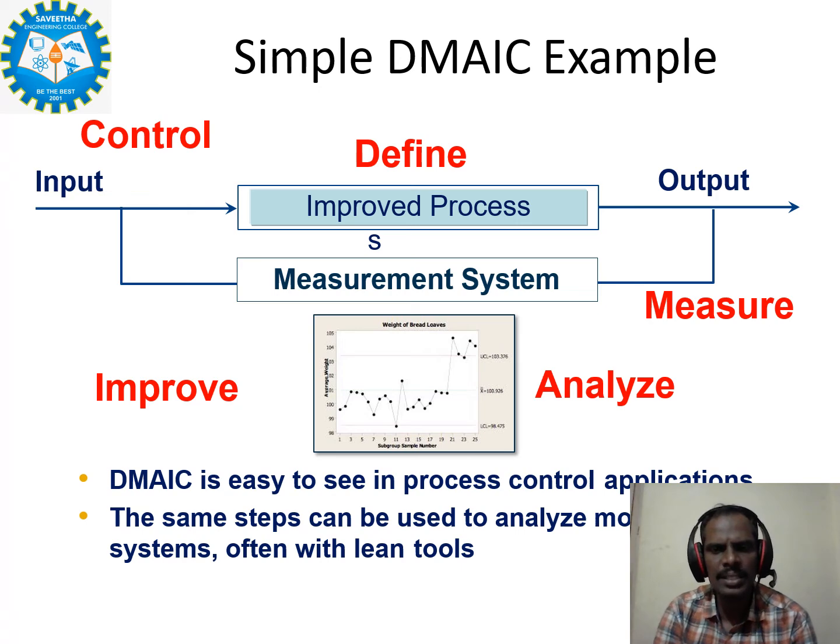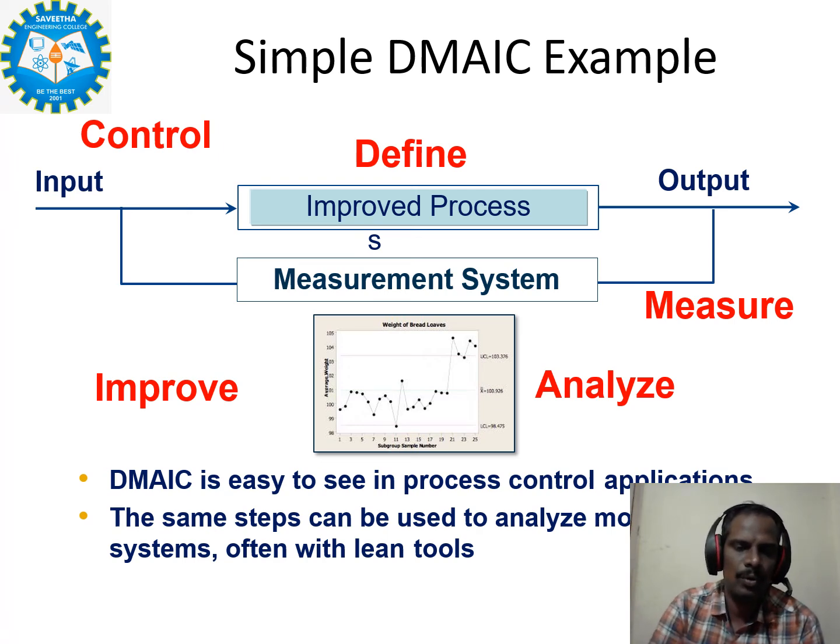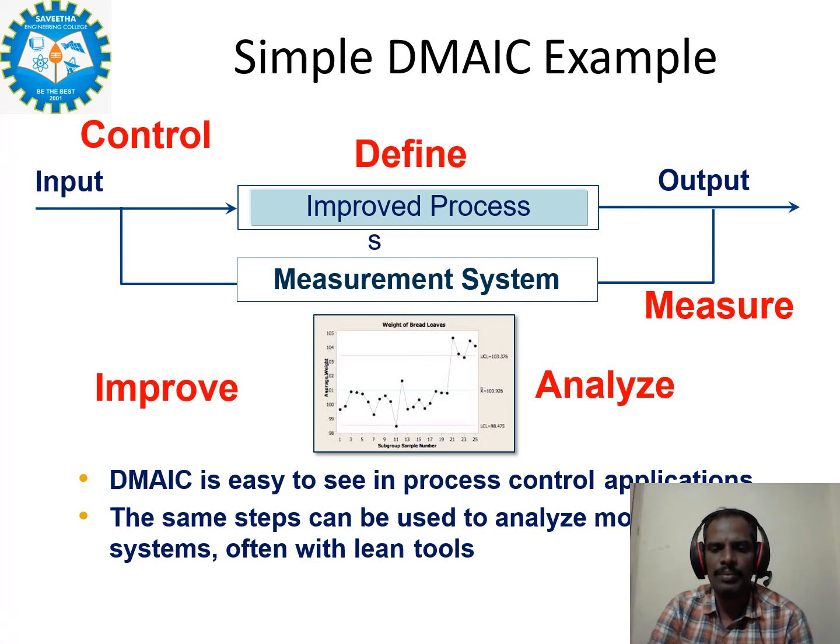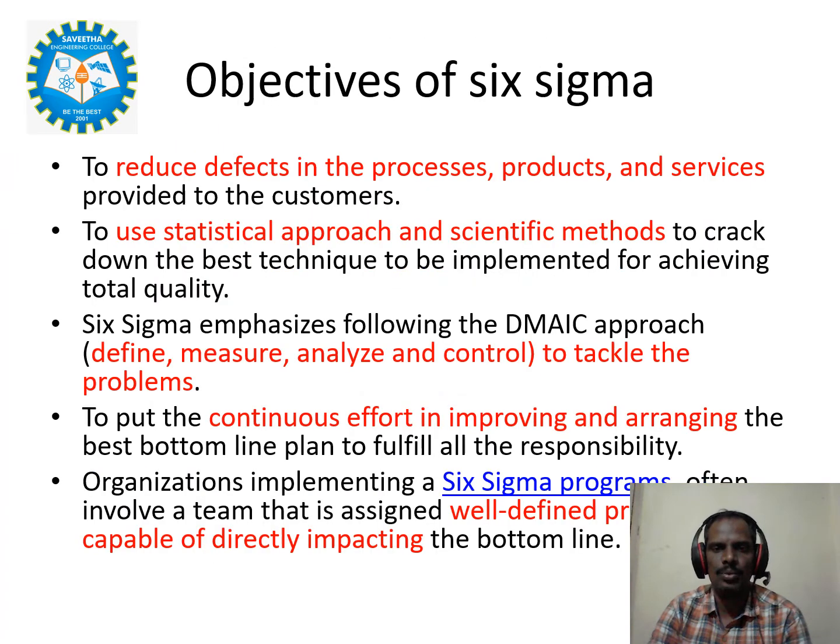This is the flow diagram for a simple DMAIC example, where the control feeds into the input, define is the improvement of the process, and the output is the product. The values are measured and fed back to the measurement, which will be analyzed, improving the quality when entering the input value. This is the graphical flow diagram. DMAIC makes process control applications easy to see, and the same steps can be used for analyzing concepts in the Lean tool using SPC tools.